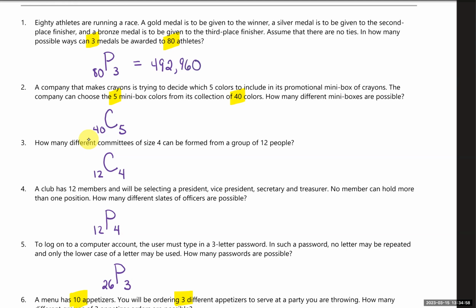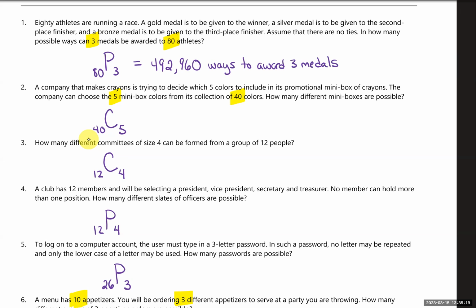But that first one with the athletes, there would be 492,960 ways that we could award medals. So I'm just adding the English here so you know what we're talking about. That's a lot of different ways, but it's that many ways to award these 3 medals, where we're picking 3 people out of the 80 athletes that competed.